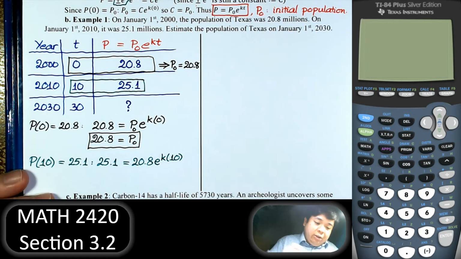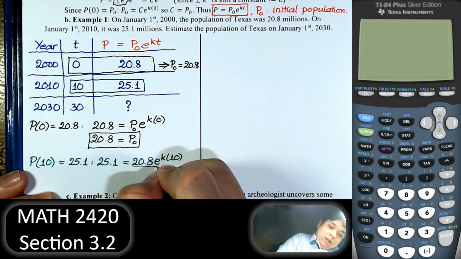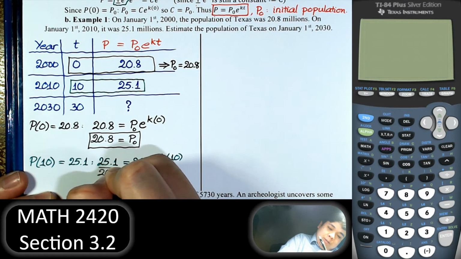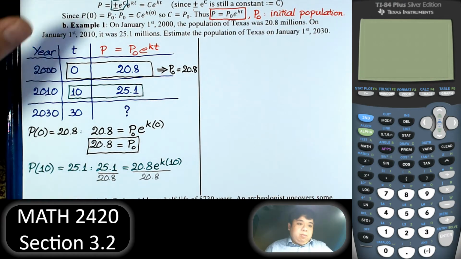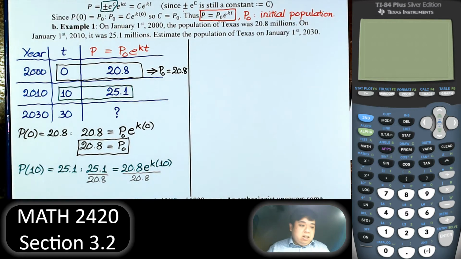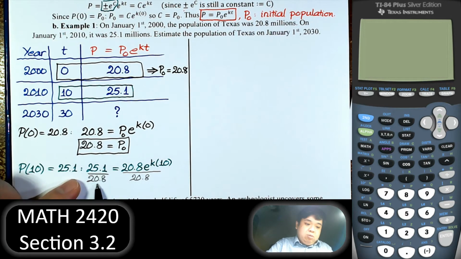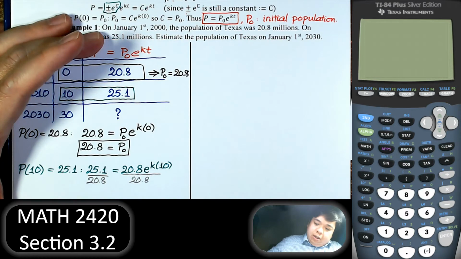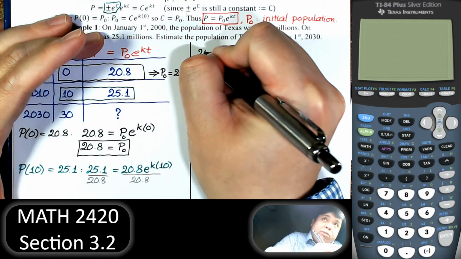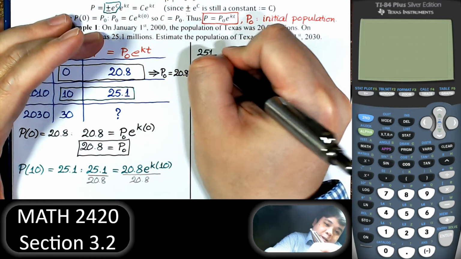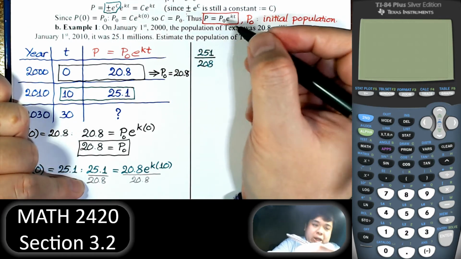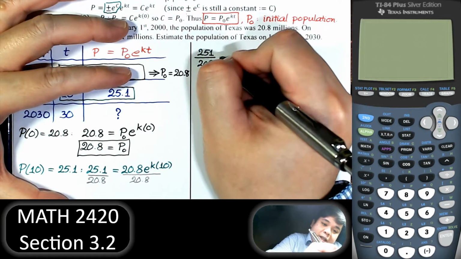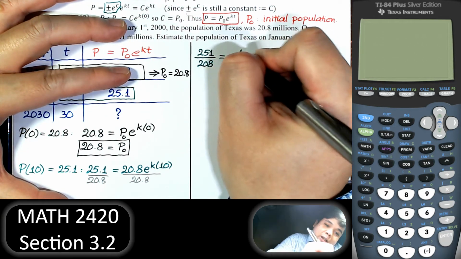So to solve for k, first I divide by 20.8 on both sides. I'm not going to get the decimal approximation, just get a fraction. Because moving the decimal one place, we have 251 over 208. Divide that on both sides. e to the 10k.